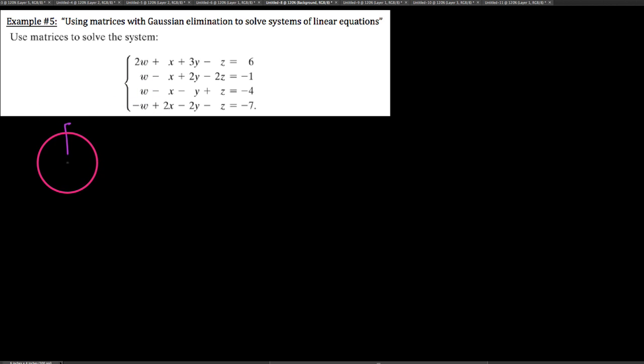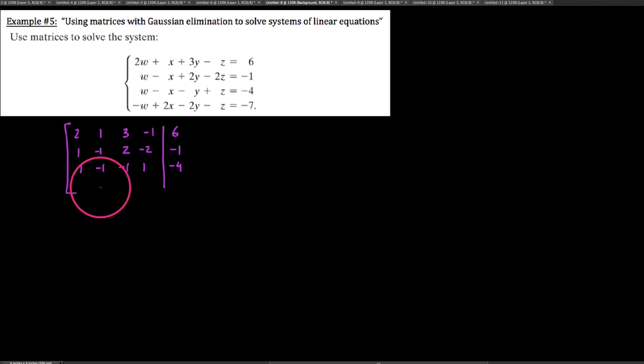If we were to solve a system with 4 variables here, we'd have to set up our augmented matrix associated with it. So we'd have a 2, a 1, a 3, a -1, and then we would have a 6 for a constant here. Getting this filled out, we have a 1, -1, 2, -2, and -1. Here we'd have a 1, -1, -1, 1, and -4. And then last but not least, we'd have a -1, 2, -2, -1, and then a -7. So here's our augmented matrix associated with this.